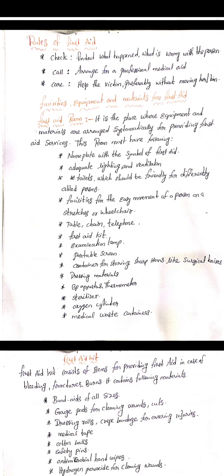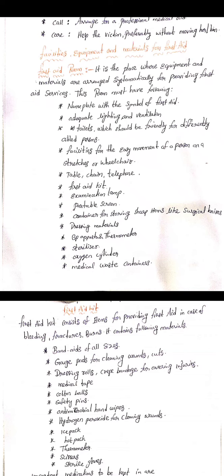This room must have the following. First, a nameplate with the symbol of first aid. Like that we have to keep one nameplate for the room. In hostels also we observe, in every educational institution we see a first aid room symbol. Okay, labeling. We have to keep the nameplate with the symbol of first aid. Second one, adequate lighting and ventilation. That room should have adequate lighting and ventilation.